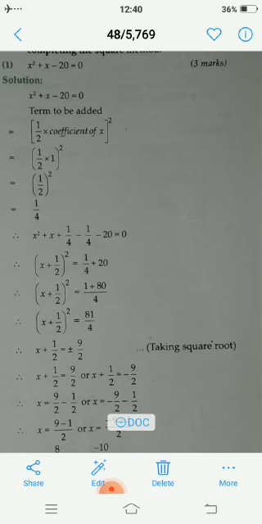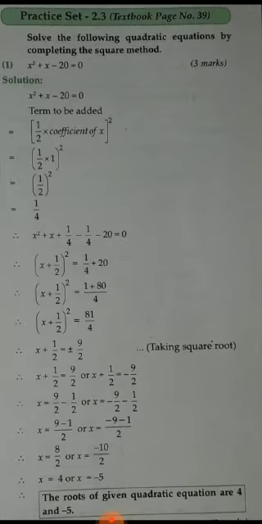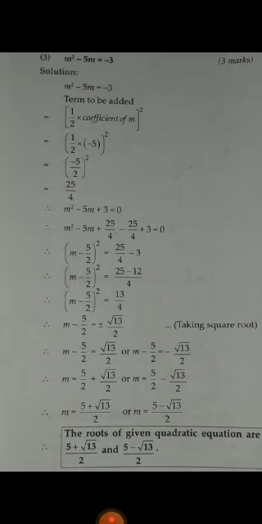And when we apply that, we will get the roots of the given quadratic equation as 4 and minus 5. Now we'll switch to the next equation, that is m square minus 5m is equal to minus 3. Same thing we have to do.